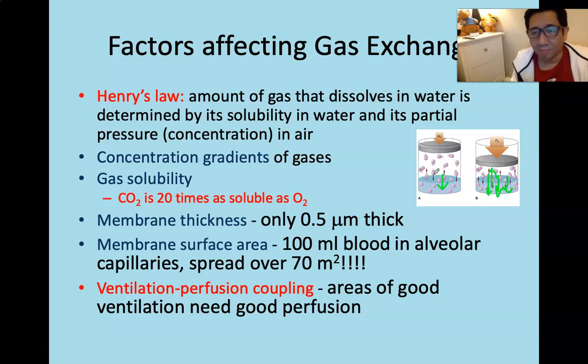So let's say you're born outside of this Earth, let's say there are people that are going to go to Mars, and there's someone born on Mars. Mars has less pressure than Earth. So when they come back, they will have a hard time breathing on Earth. Okay, this is also something to remember. So remember Henry's law in terms of the gas exchange.